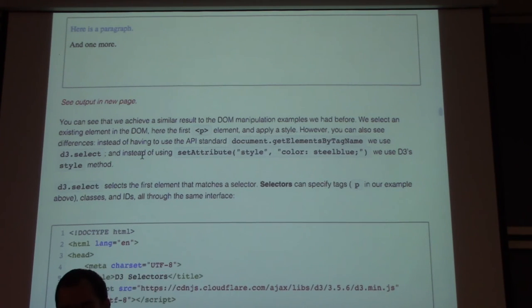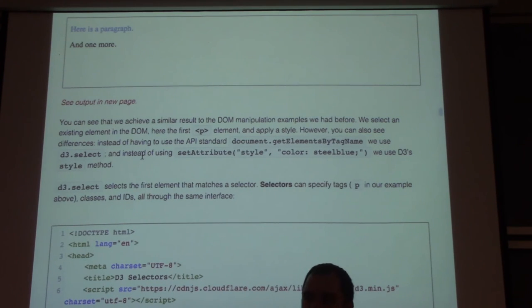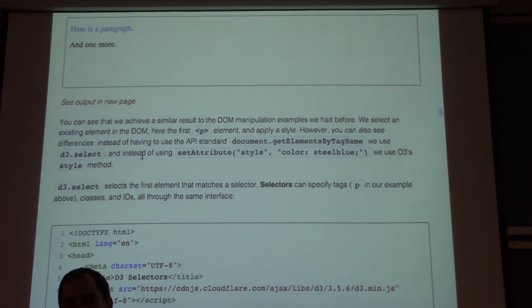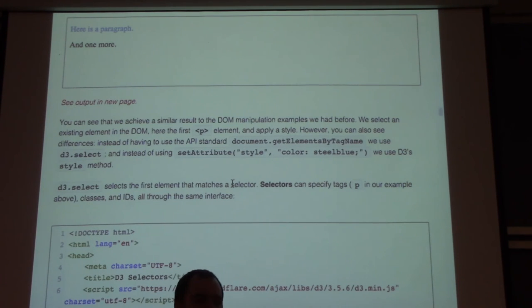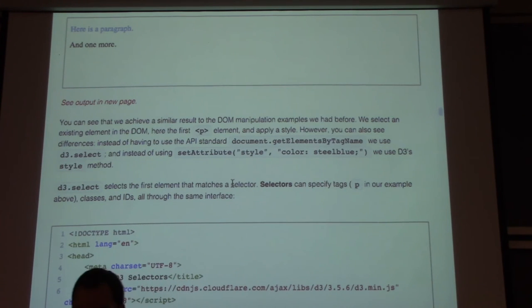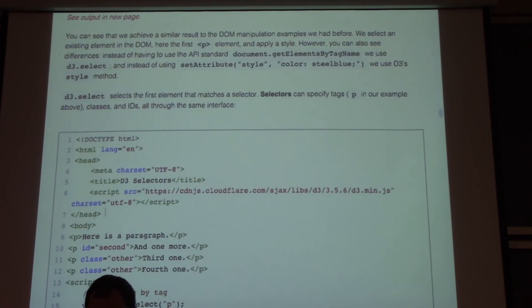Selections are something very important in D3, and if you have used jQuery, that is also one of the strengths of jQuery: you simply put a dollar sign and then your selection. These selectors are important to understand. We again use the same class of selectors as we did for CSS, so we can specify tags, classes and IDs. The benefit of D3 compared to the standard API is that we can use the same method for all of them.